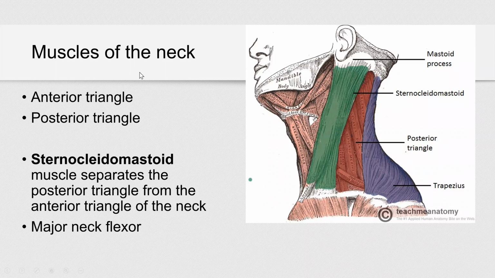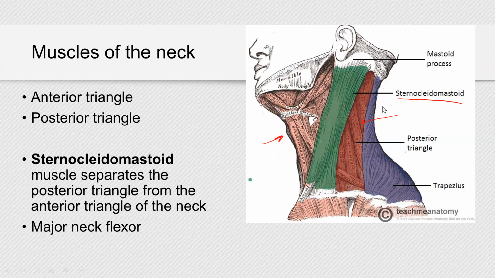Now we move into muscles of the neck. Muscles of the neck are divided into the anterior triangle and the posterior triangle. And what divides muscles into these 2 groups is your sternocleidomastoid. So this is shown in green, right? This muscle over here is the sternocleidomastoid.